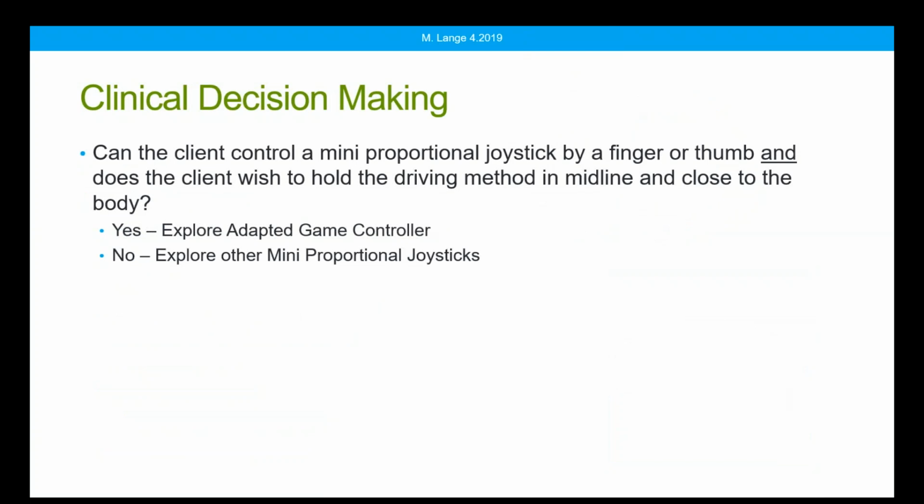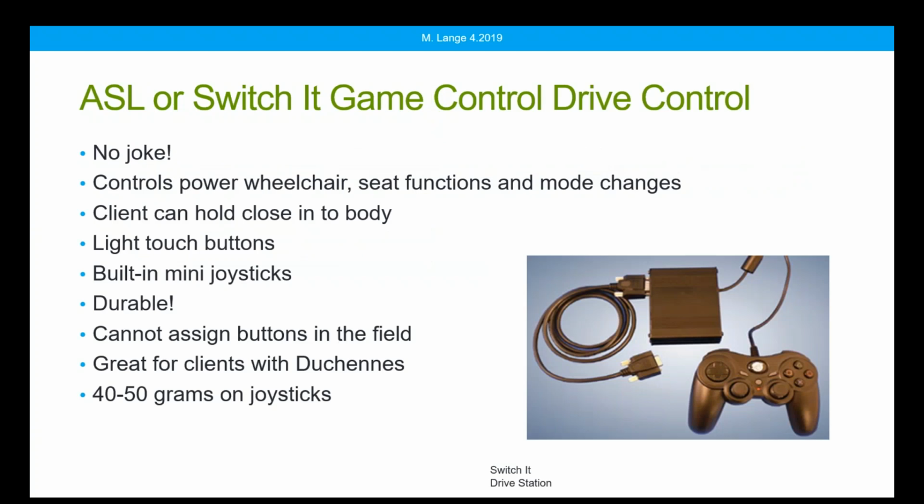Now, if the client can control a mini proportional joystick by a finger or thumb, and the client wishes to hold the driving method in midline close to their body, we can explore an adapted game controller. This is from Switchit, and it's called the Drive Station. It can control the power wheelchair itself driving, seat functions, as well as mode changes. So basically, they've adapted a traditional game controller. These game controllers tend to already have mini proportional joysticks built right into them. So they've adapted this so that one or both of these can drive the chair.